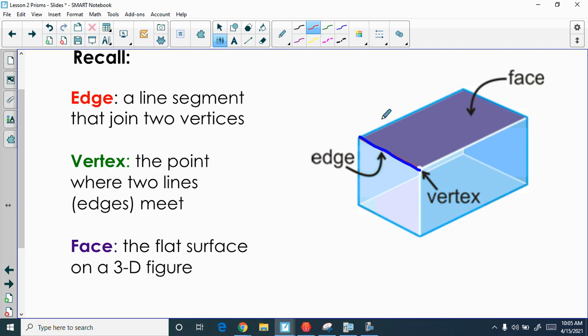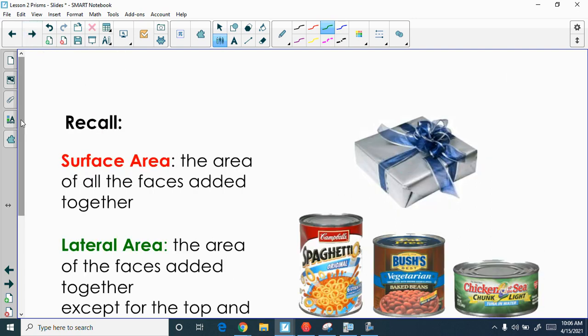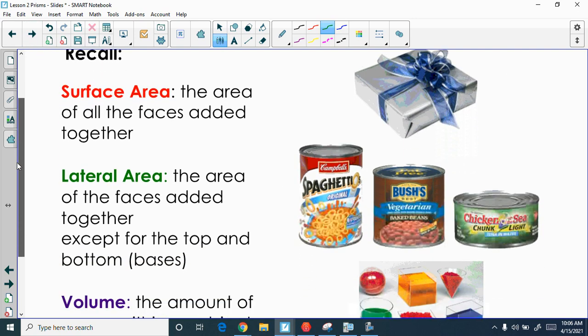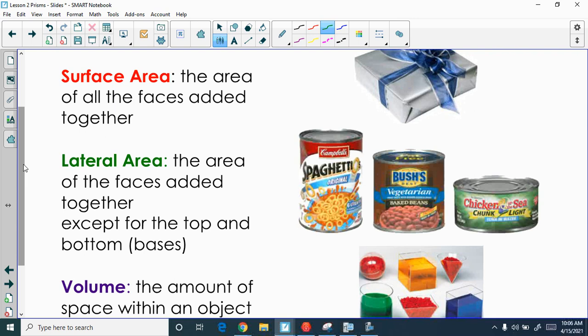The base of the figure is going to be the flat piece, the flat edges of your shape, and then the last thing is your vertex, and this is where those edges meet or where the lines of the shape meet. You also might know this as a corner. Surface area, lateral area, and volume are going to be all the things we're finding with our formula.